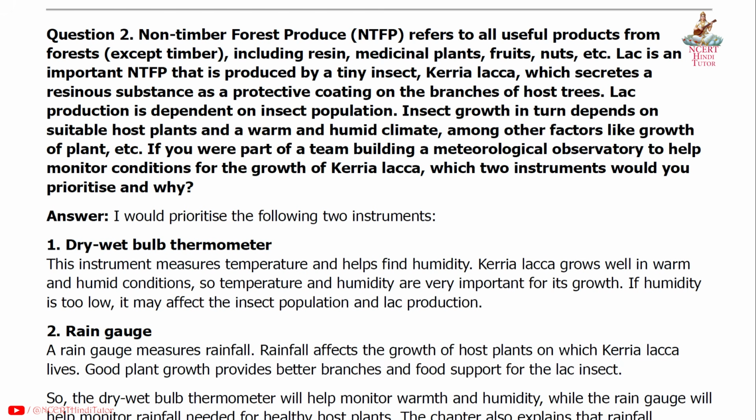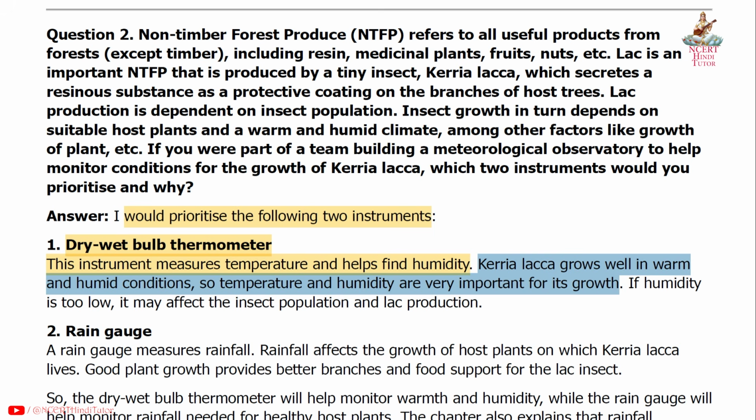Answer. I would prioritize the following two instruments. First, dry wet bulb thermometer. This instrument measures temperature and helps find humidity. Kerria lacca grows well in warm and humid conditions, so temperature and humidity are very important for its growth. If humidity is too low, it may affect the insect population and lac production.